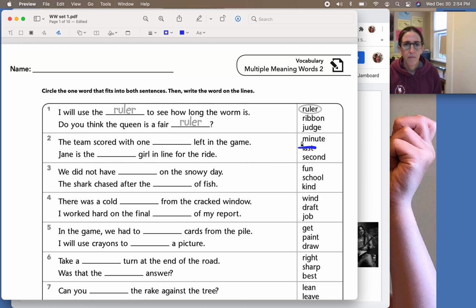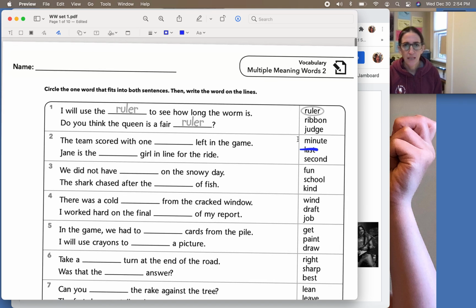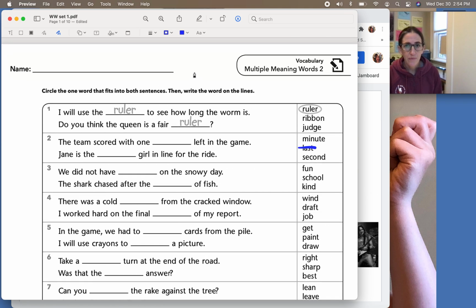Jane is the minute girl in line for the ride. Doesn't really make sense. Jane is the second girl in line for the ride. That one makes sense. Does that work for both? The team scored with 1 second left in the game. Jane is the second girl in line for the ride. So you can cross off the ones you know don't work, circle the one that you do, and then you're going to write the word on the line. The team scored with 1 second left in the game, and Jane is the second girl in line for the ride. So that's what you're going to do there. So that's page 1.